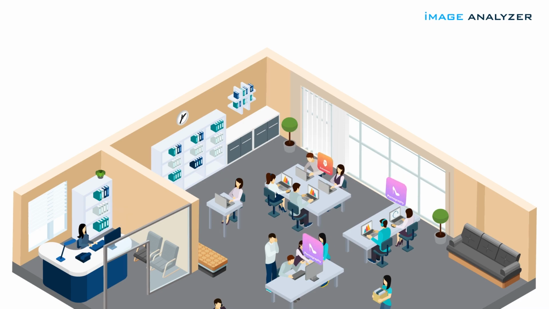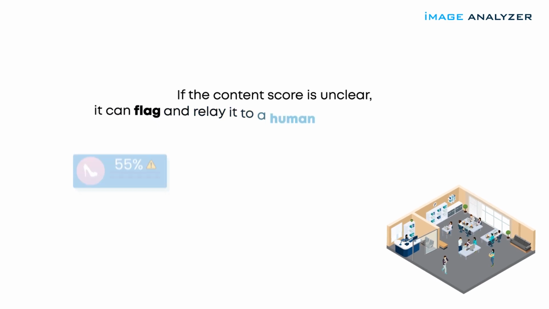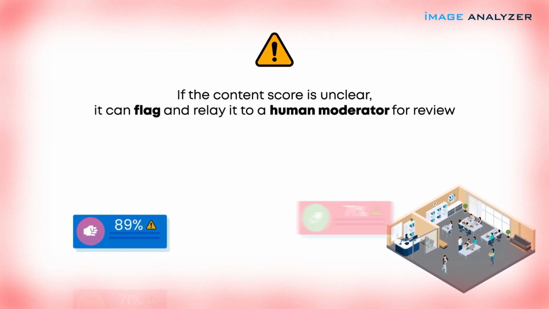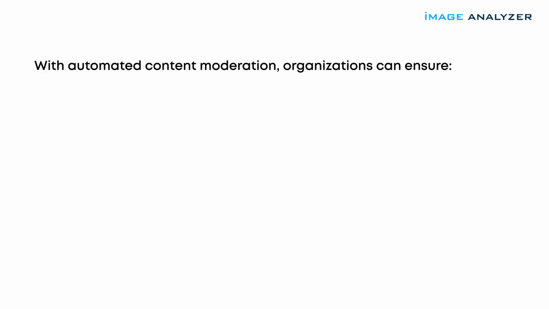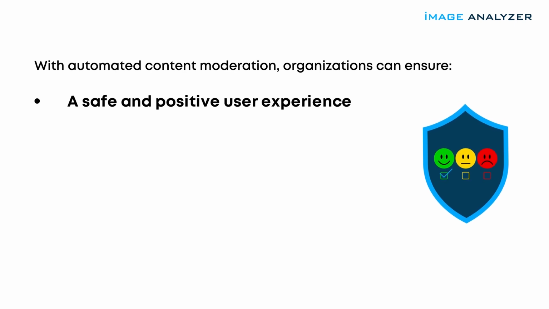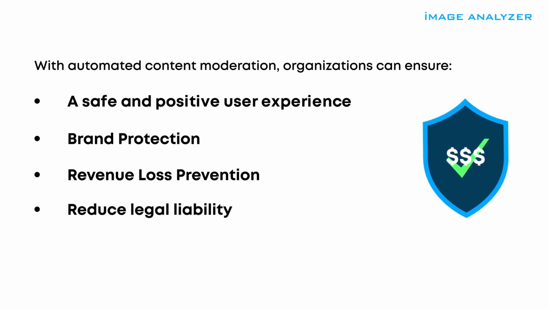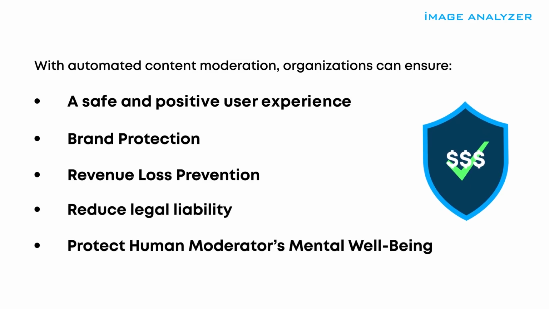their human moderation teams. Content moderation can remove explicit, abusive, or harmful content from digital platforms such as social media and gaming. Artificial intelligence-powered content moderation can automatically review content and remove anything that has a high risk score of being inappropriate or harmful. If the content score is unclear, it can flag it and relay it to a human moderator for review. With automated content moderation, organizations can ensure a safe and positive user experience, brand protection, revenue loss prevention, reduce legal liability, and protect human moderators' mental well-being.